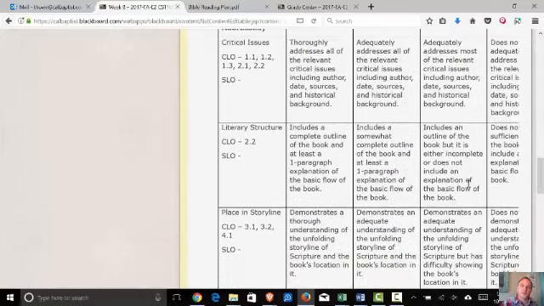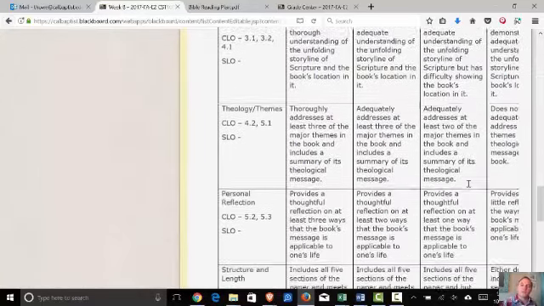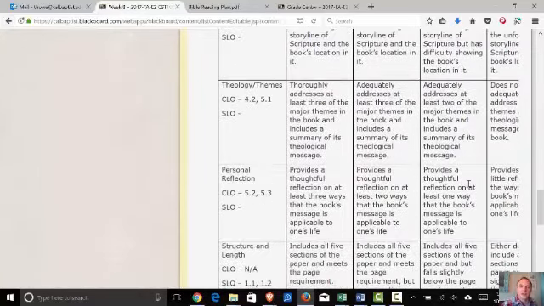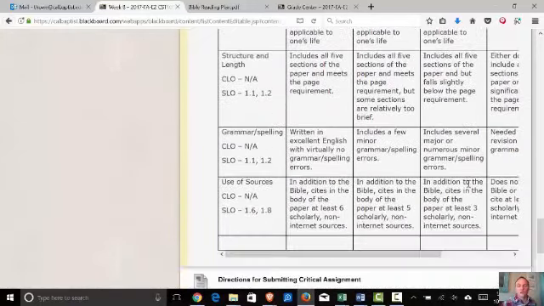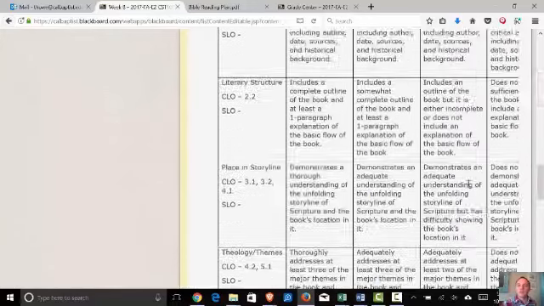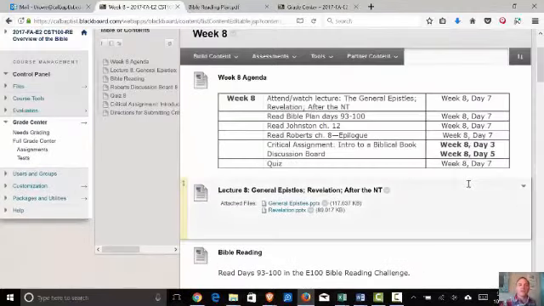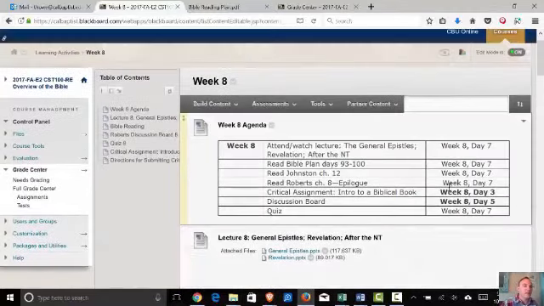So those are the issues: critical issues, literary structure, place in the storyline, theology and themes, personal reflection, your structure, and of course I will be looking at your grammar and any use of sources. So all of those things are important. Pay attention to them. I don't want you to miss anything as you say, hey, I didn't know I was supposed to do that. It's all laid out there for you.